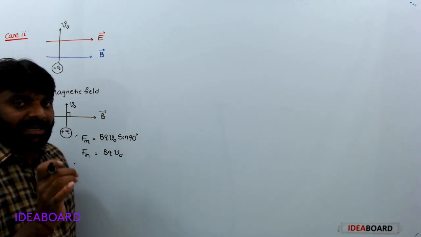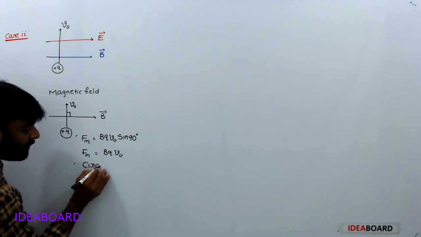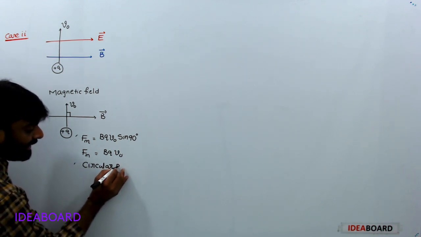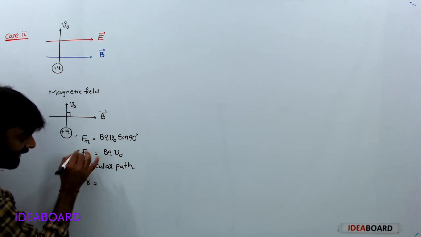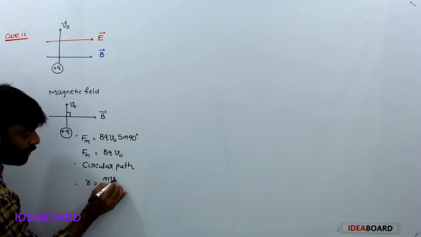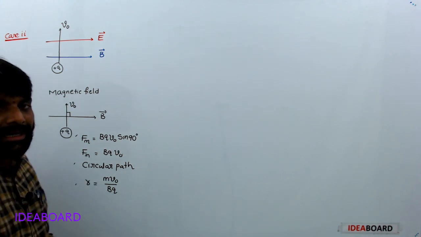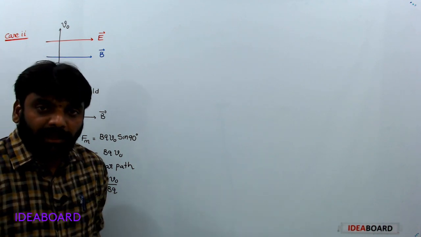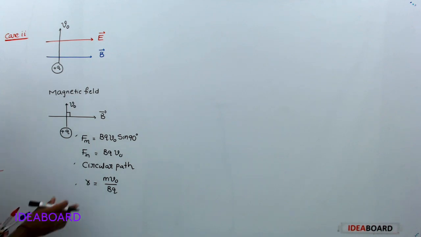So, due to this perpendicular, you know already, if the charged particle enters into a magnetic field, the path of the charged particle is a circular path. Here, due to this, the path is a circular path. You know the radius of that circle, r is equal to m V naught by BQ. Understood? Okay, that path is a circular path.